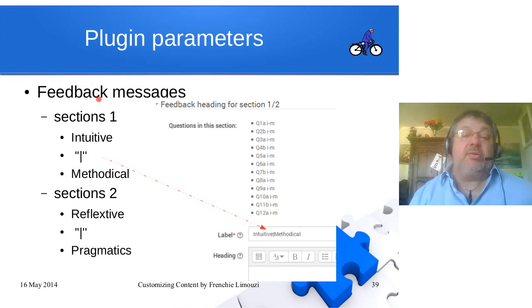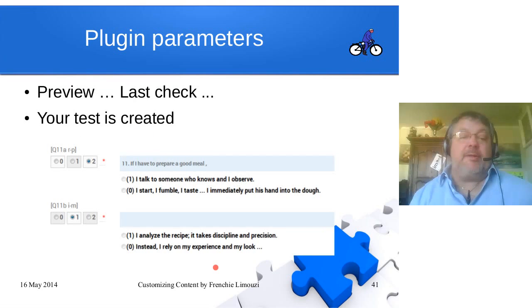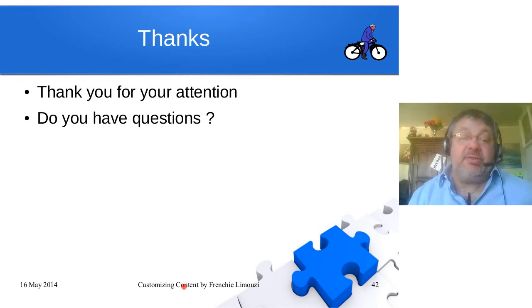Okay, feedback message: intuitive, axis 1, axis 2. Feedback score, two sections, and some message. Last, preview, and your test is great. Okay, I think it's finished for me.